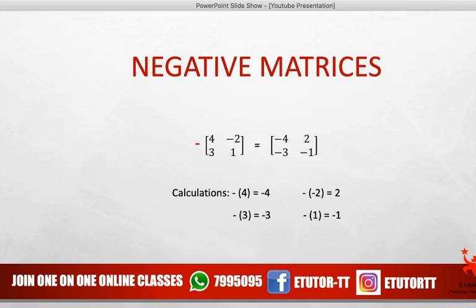Just as with everything else, if there's no number, you assume that it's 1. So that becomes like saying -1 times 4, which is -4. -1 times -2 gives you +2. -1 times 3 gives you -3. -1 times 1 gives you -1.